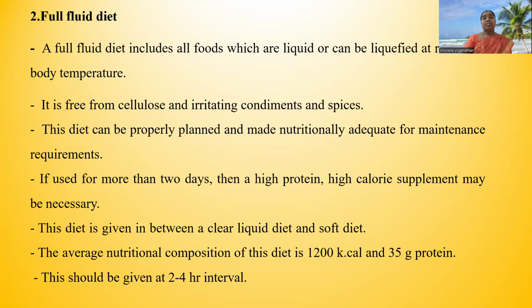Then the high protein caloric supplements will be necessary. This diet is a bridge between the clear fluid and soft diet. The average nutritional composition of this diet is 1200 kilocalories, which contains 35 grams of protein. This should be taken at intervals of 4 hours.